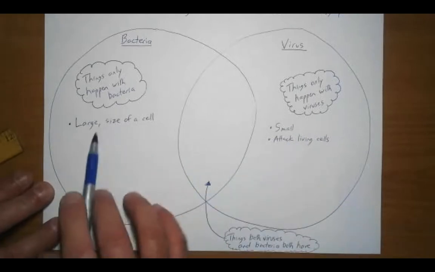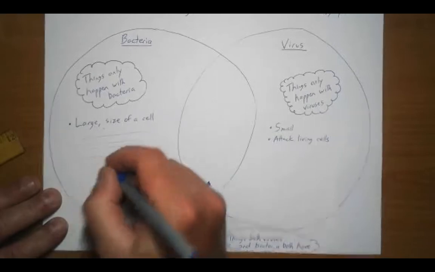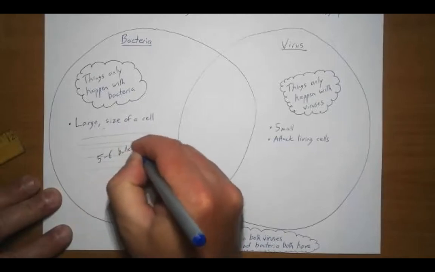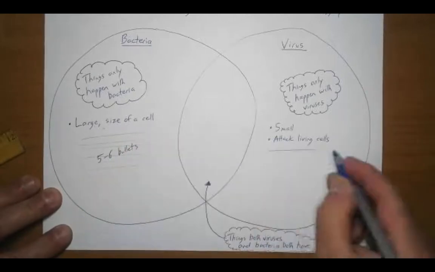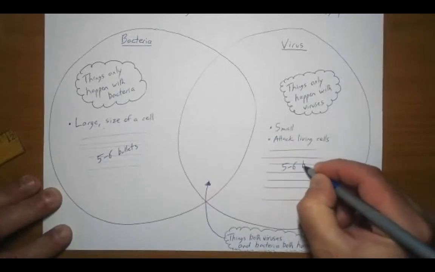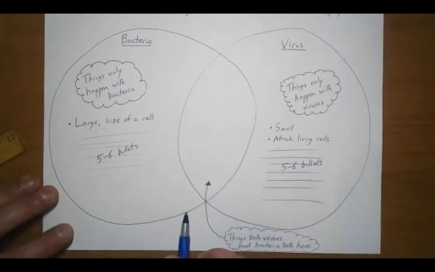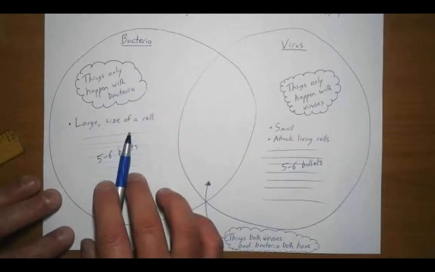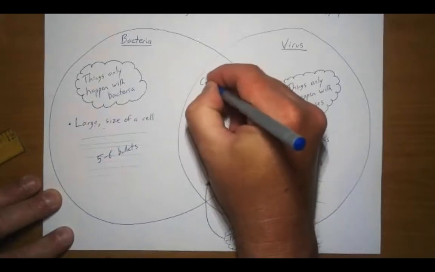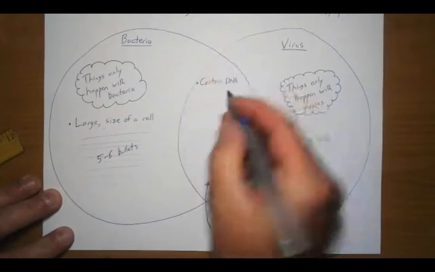Okay. All right. So that's something only to virus. That's something only bacteria. Obviously your list is going to be much longer than this. I'm probably looking at somewhere between at least 5 to 6 bullet points. And over here should be longer too. 5 to 6 more bullet points. Okay. In the middle, what are things they both have? Okay. Bacteria have DNA inside of them. Viruses have DNA inside of them. So I'm going to put that in the middle here. So contain DNA. Because they both have that.